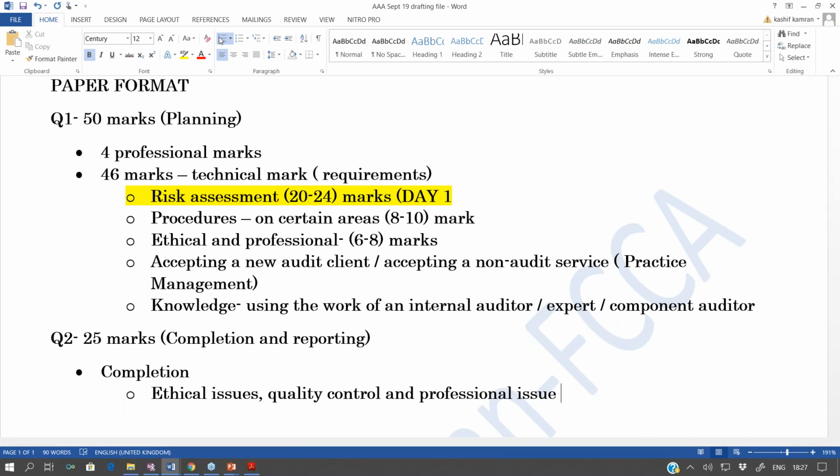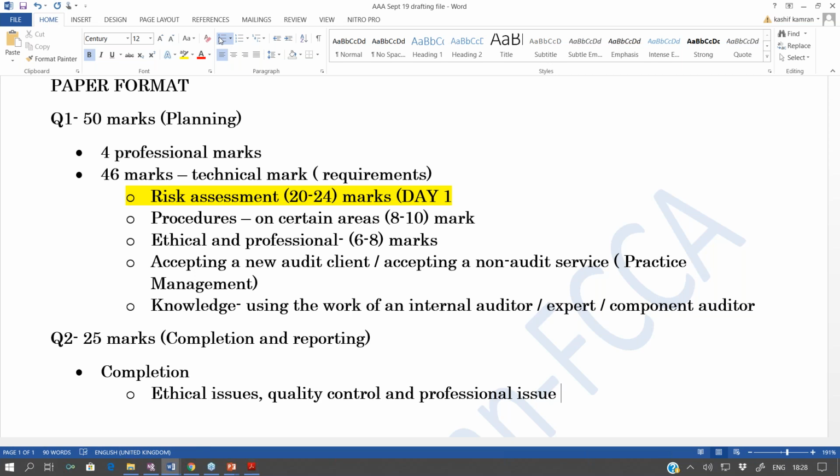In the very first paragraph, the examiner says the audit is nearing completion, or at times the examiner says the audit report is to be signed next week. So in the very intro paragraph of question number 2, the examiner tells you that you are standing at the last days of the audit.